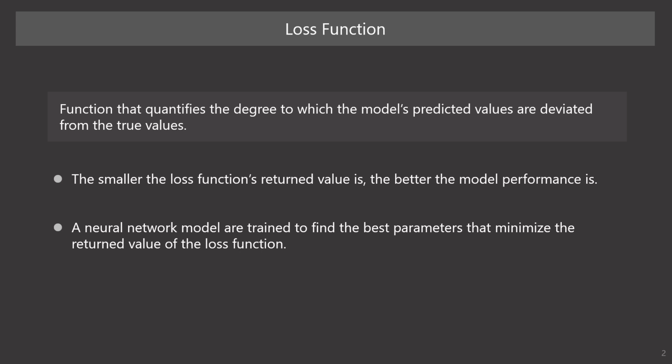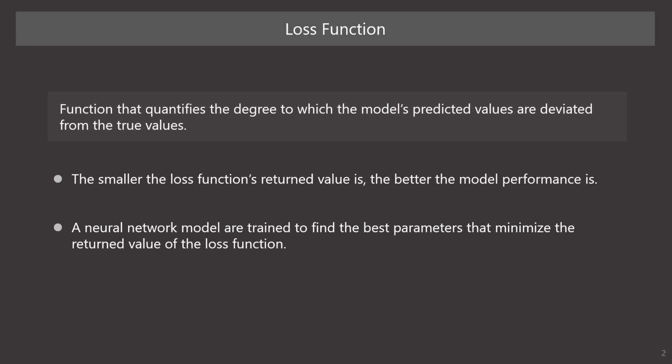Regardless of whether the problem is a regression or classification, we need to evaluate the model's prediction performance to find the best model. Based on the performance evaluation, the neural network adjusts the parameters to improve the model performance. The prediction performance of a neural network is evaluated using the loss function.